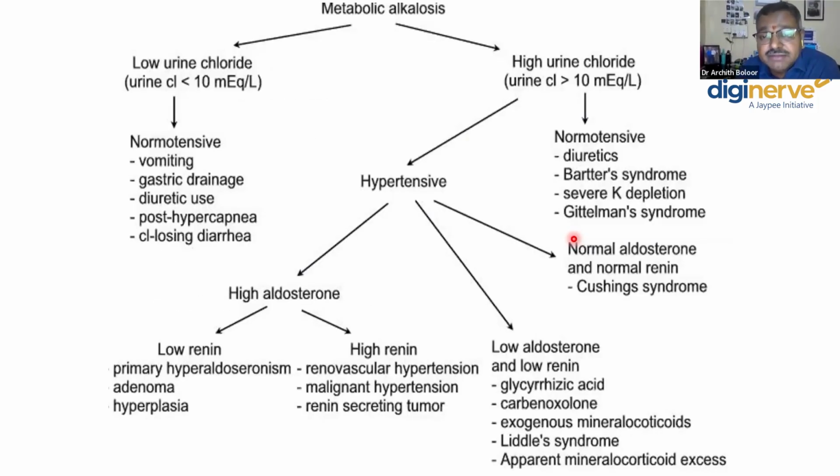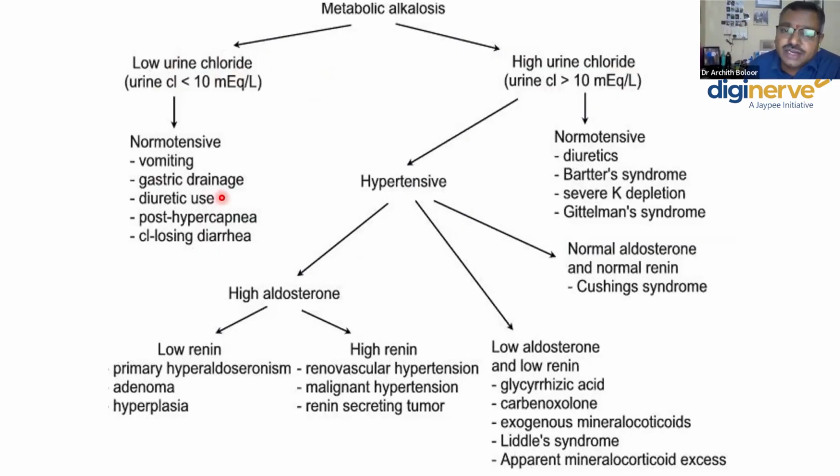So whenever we are dealing with metabolic alkalosis, we are looking at urinary chloride. So you have a low urinary chloride or a high urinary chloride. Again, you do get a lot of MCQs on this table, so you have to know a few causes under this. If it's a low urine chloride, that means the renal is already trying to compensate well. It is usually due to vomiting, gastric drainage, or a drug induced cause.